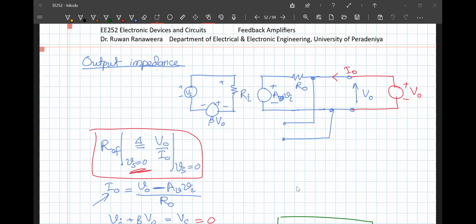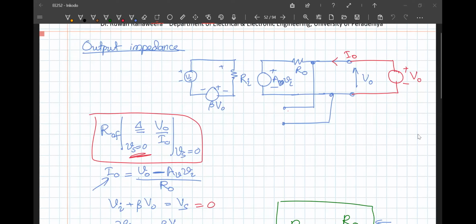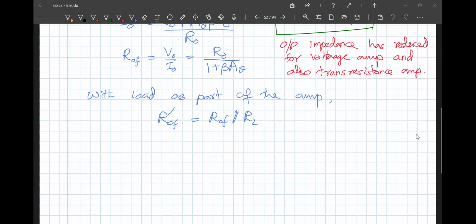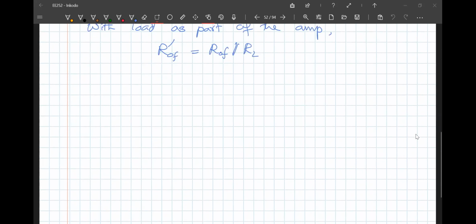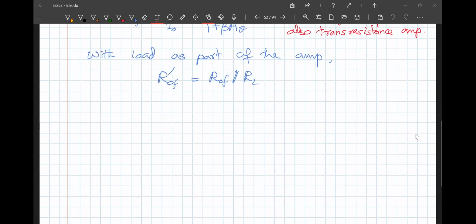Last time we talked about feedback amplifier analysis. In general, we looked at how each of the parameters change with feedback, with negative feedback, how things change.